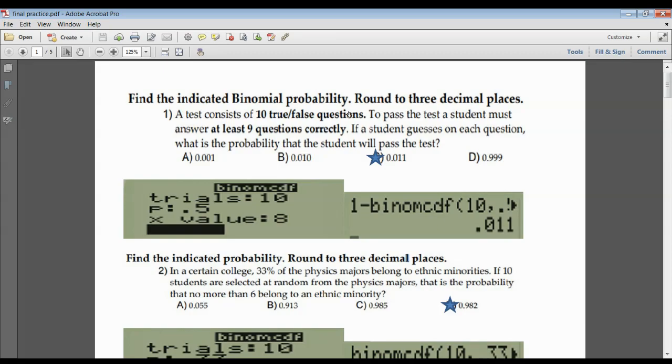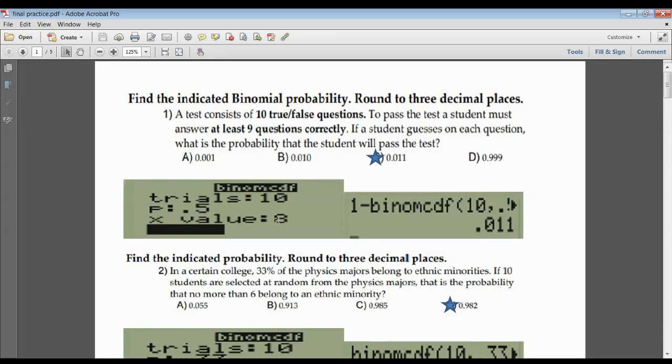The complement of 9 or 10 is 0, 1, 2, 3, 4, 5, 6, 7, 8. So I'm using binomial cumulative, remembering that once I find that, I'm going to subtract it from 1 to find the complement of 0 through 8, which is what I'm looking for, 9 or 10. So 10 trials, probability of a true false is 0.5 if you're guessing. I'm telling the calculator to stop after it adds the probability of 8.